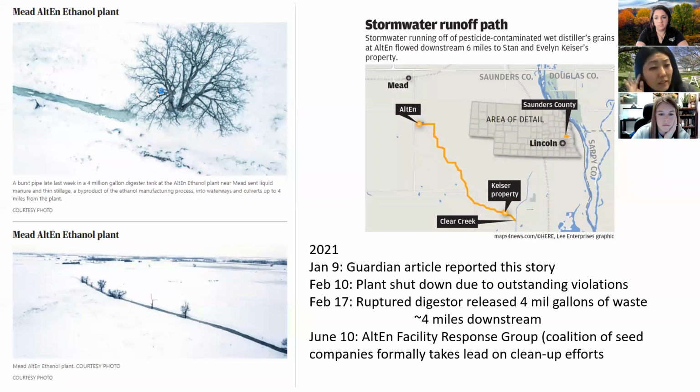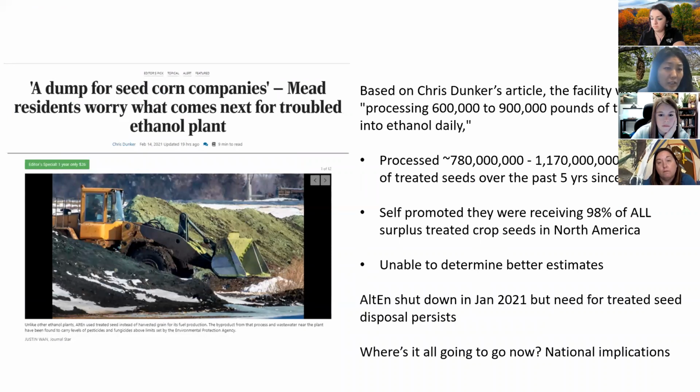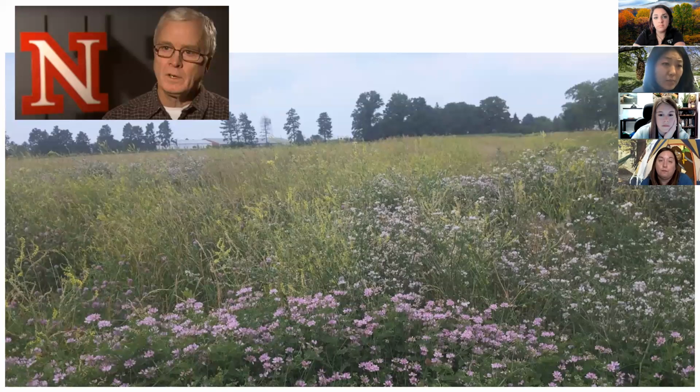Late in the season, in June of this year, the Altent Facility Response Group was formed. This is the coalition of seed companies that had used this company prior. They took on the lead to clean this effort up. But Chris Dunker from the Journal Star estimates that there could have been over 1 billion pounds of this treated pesticide seed that has passed through our facility. The other thing that we really have to consider is, we're unable to determine really good estimates at this time, but now that it's shut down, the need for disposal is going to persist. So while this is a local issue, there are national implications to this process that we have to continue to explain and bring to public light.